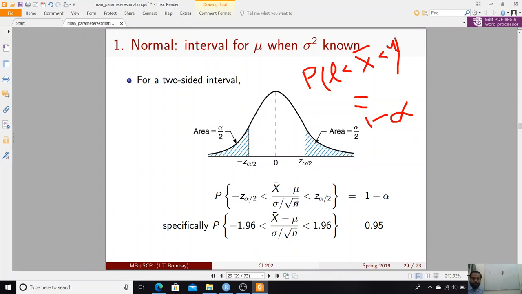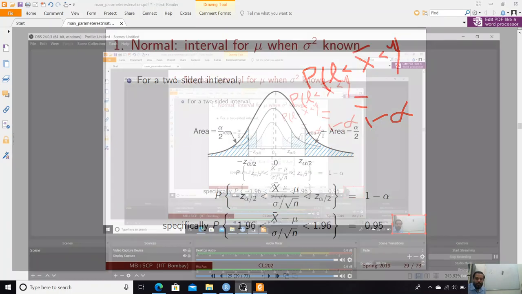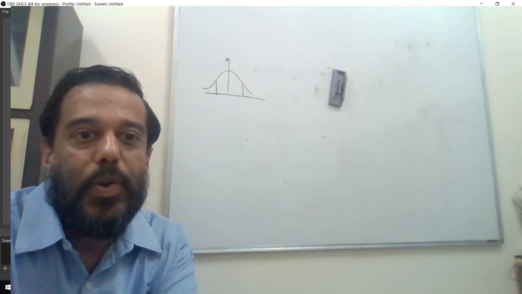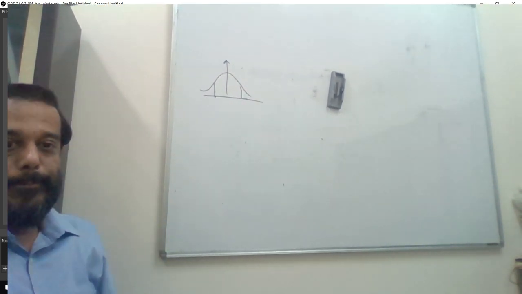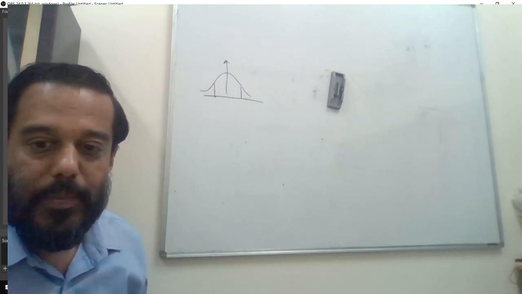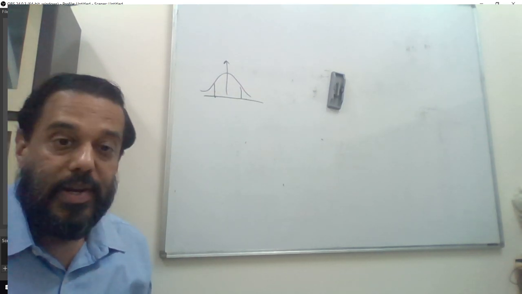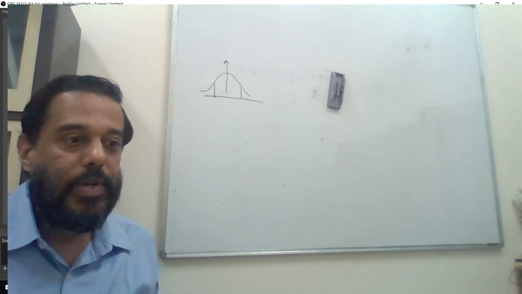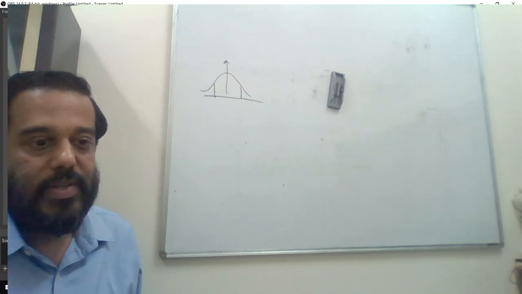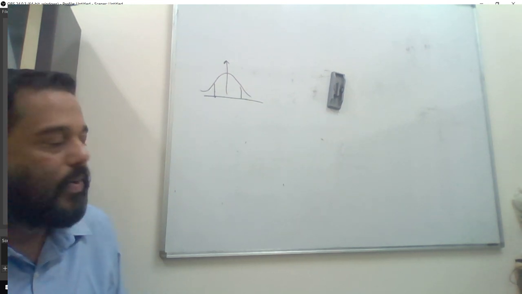I think I'll have to blow up the video. There you go. So if you want a 100 times (1 minus alpha) percent interval, you will put the uncertainty, which is alpha, on either tail of that interval. This is known as a two-sided interval.